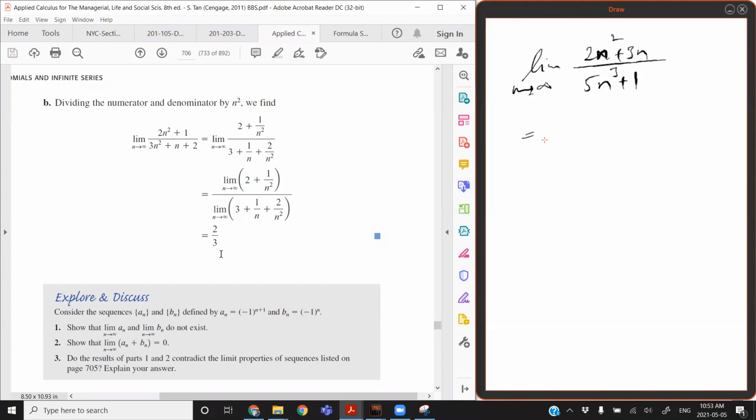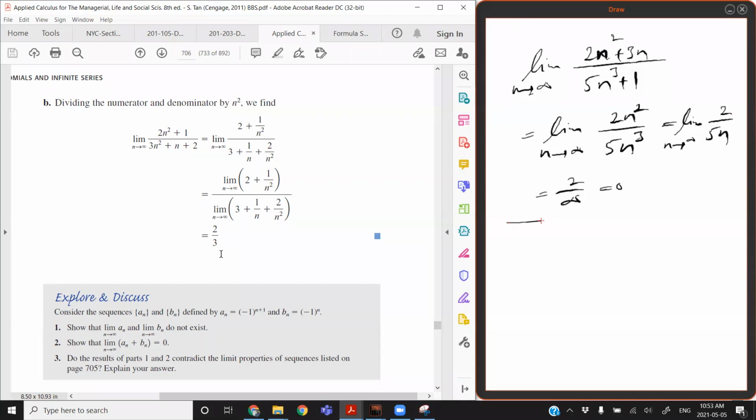Now let's use the dominant term. 2n squared on top, 5n cubed at the bottom. As n approaches infinity, that's going to be the limit of 2 over 5n as n approaches infinity. You can see this is 2 over infinity. That's 0.